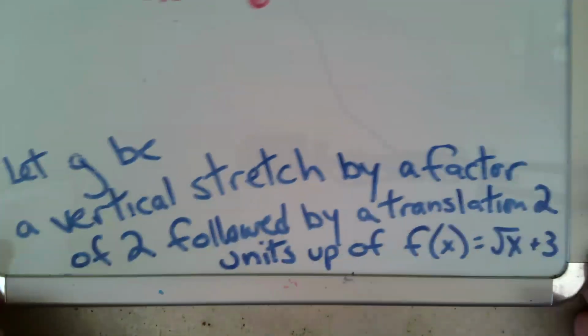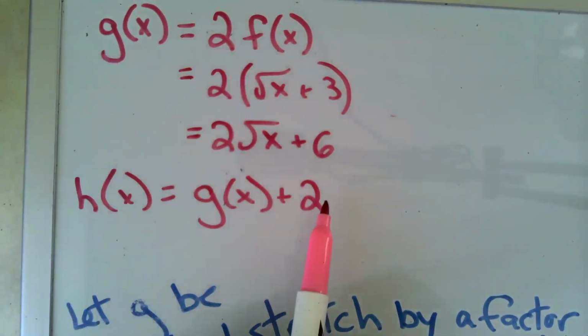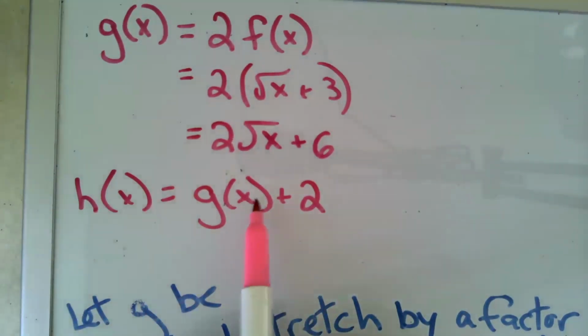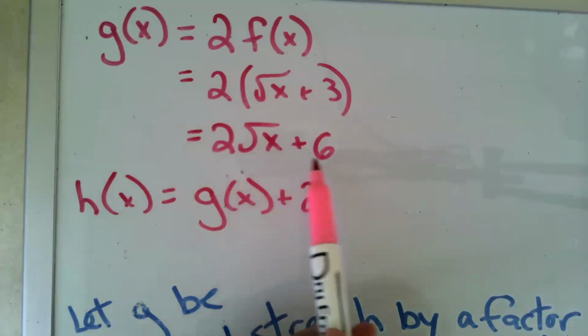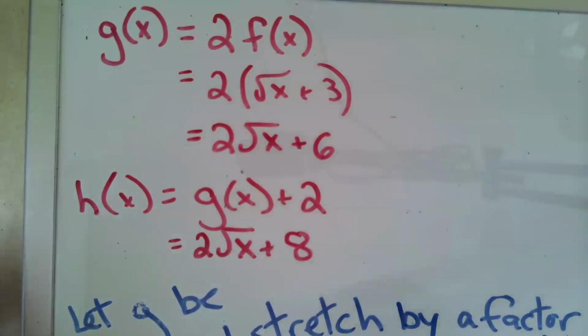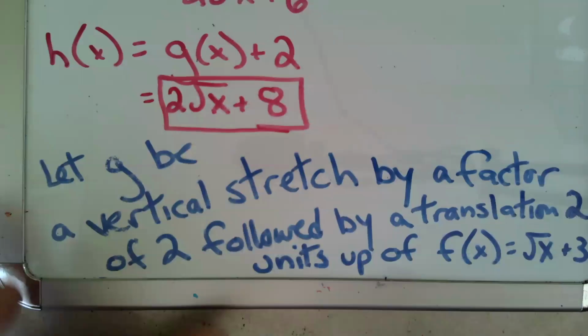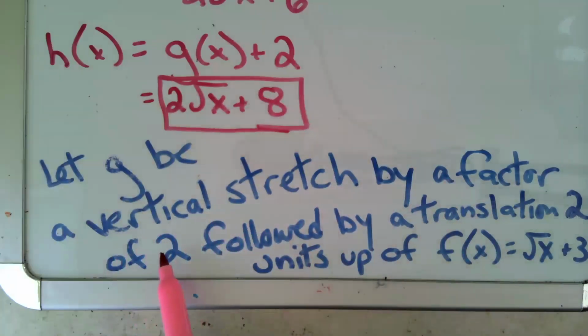So that means we would take our newly found function, our g of x, and we would add 2, because again, we're going up. That's on the vertical. That happens outside of the parentheses and exactly as we would imagine. So now we substitute our g of x back into that. 2 root x plus 6 plus 2. And plus 6 plus 2 becomes plus 8. And so 2 root x plus 8 is our new function where we have done a vertical stretch by a factor of 2 followed by a translation 2 units up from this original function.